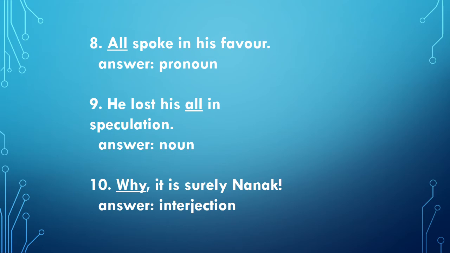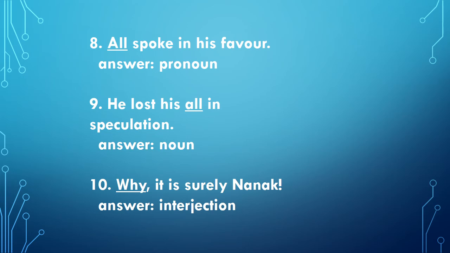Number 9. He lost his all in speculation. Now, here all represents what? All represents all the material wealth, money, car, building, anything the person had which he lost in speculation. Now, since it is representing all those things the person had, so it is now a noun.